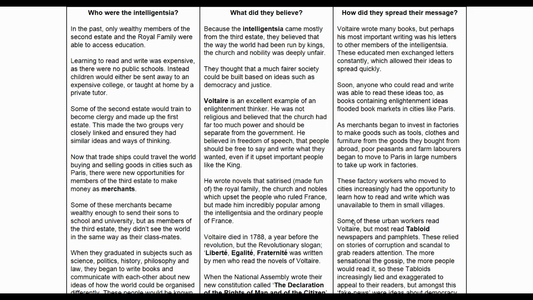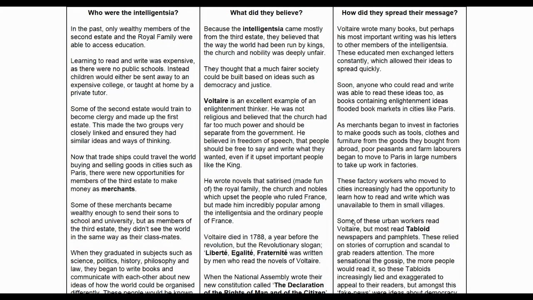Voltaire is an excellent example of an Enlightenment thinker. He was not religious and believed that the church had far too much power and should be separate from the government. He believed in freedom of speech, that people should be free to say and write what they wanted, even if it upset important people like the king.